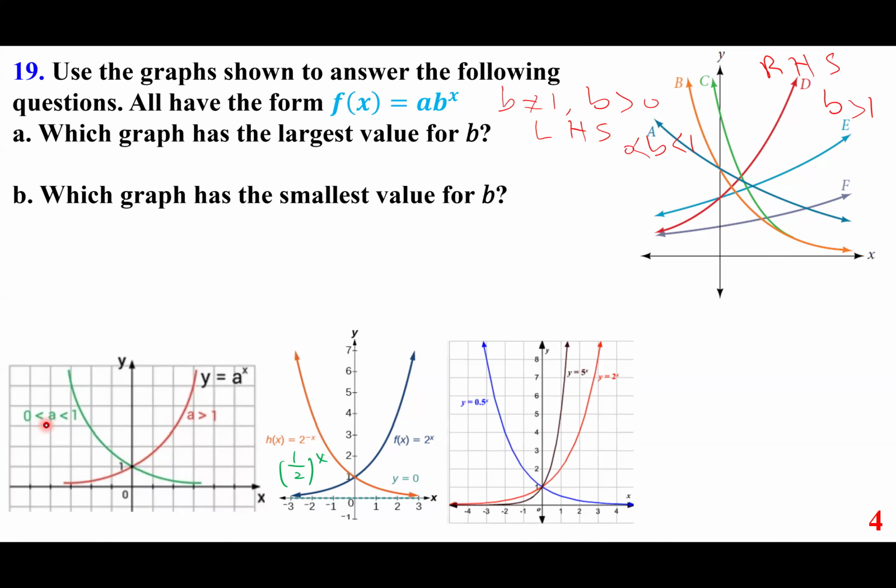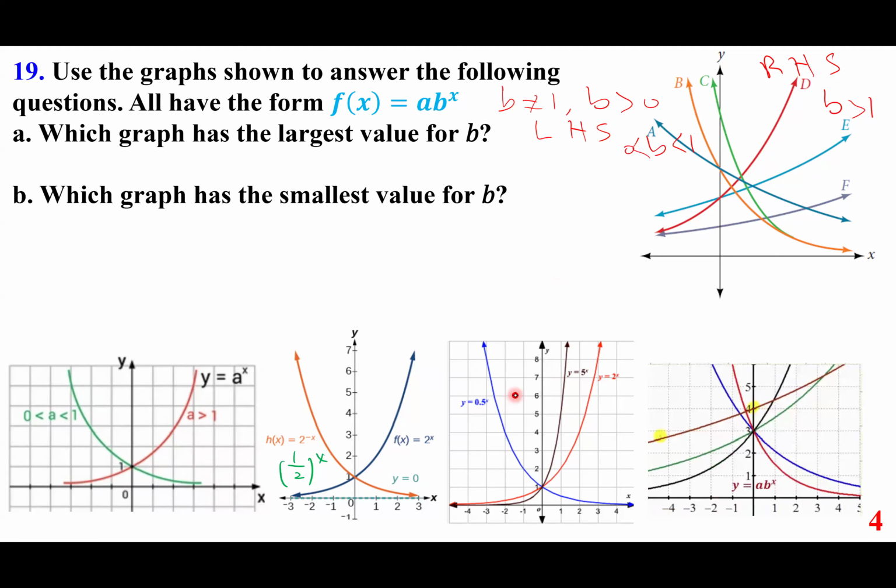So another one that you want to know, that if the base is 2 versus the base being 5 and so forth, when the base is larger, on the right side, it's closer and closer to the y-axis. But on the left side, as it's the smallest. So with that being the case, look at all of these graphs are in the form of y equals ab to the power of x.